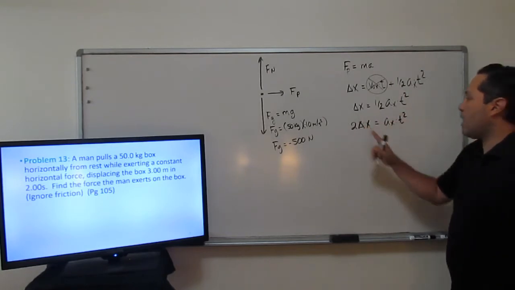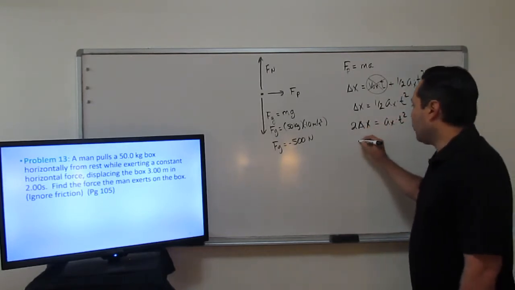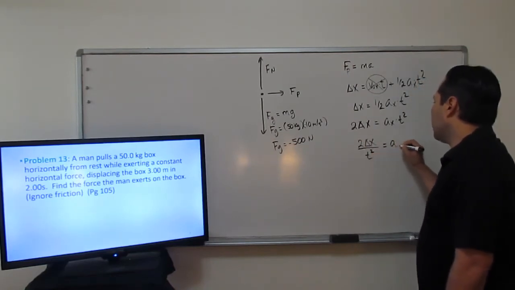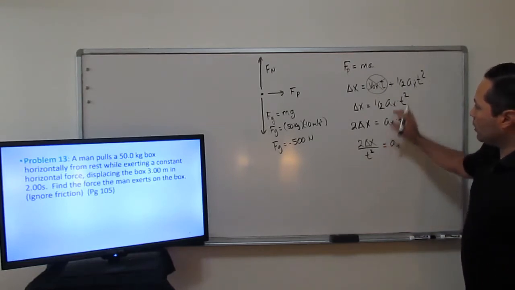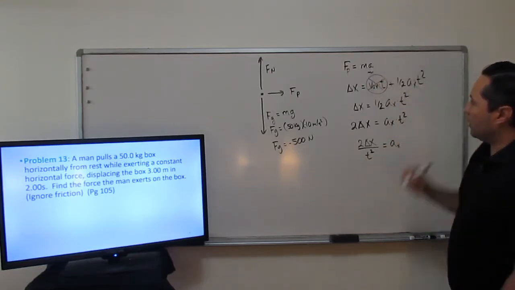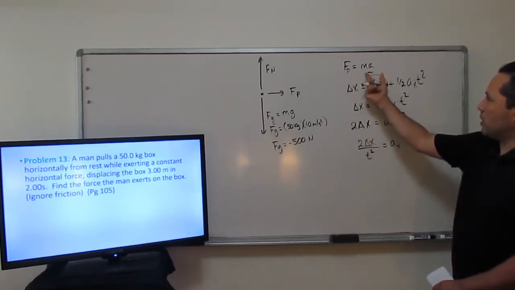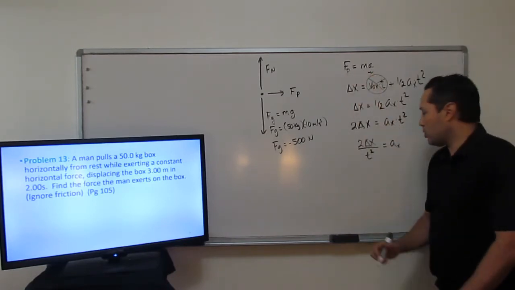That gets rid of the half, and now I'm going to divide by time squared on both sides. So that gives us our acceleration on the x-axis. Okay, now what are we going to do with that? We're going to substitute it right here into this formula, multiply times the mass, and once we do so, that's going to give us the force pull.